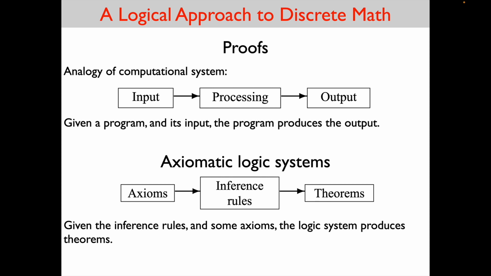Okay, now these axioms are going to be expressions, and theorems are also going to be expressions. And the axioms are going to be expressions that we assume are true in all states. And the inference rules are going to produce theorems that are also true in all states, but they are going to depend on the axioms. So the inference rules take axioms as input and produce theorems as the output. So there's this analogy to programming systems. All right, so now the question is, what is an inference rule?